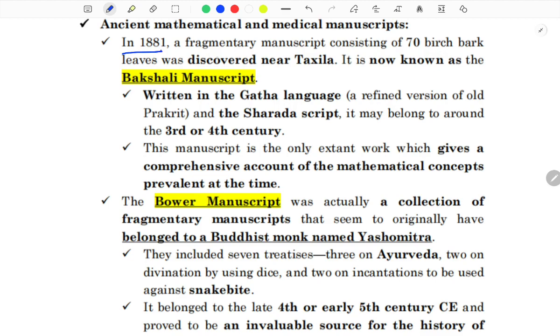In 1881, a fragmentary manuscript consisting of 70 birch bark leaves was discovered near Takshila. It is now known as the Bakshali manuscript. It is written in the Gatha language. You got this statement verbatim in your previous year question. Written in the Gatha language, a refined version of Old Prakrit, and the Sharda script. It may belong to around the 3rd or 4th century. The manuscript is the only extant work which gives a comprehensive account of the mathematical concepts prevalent at the time.